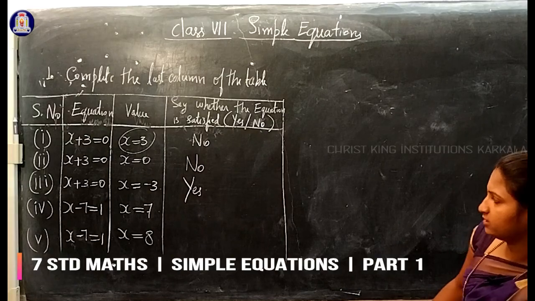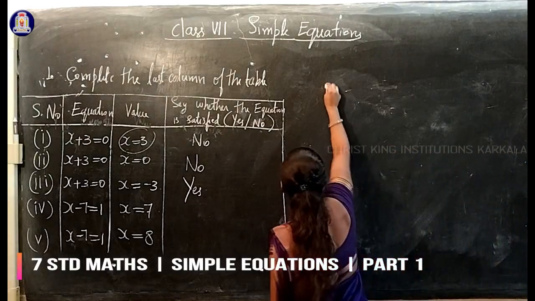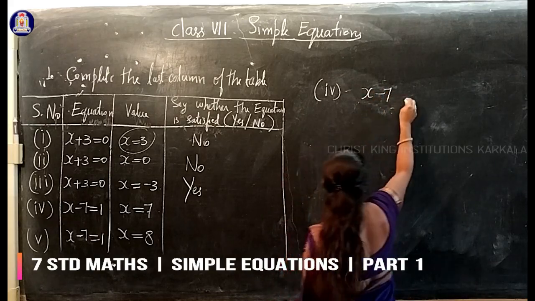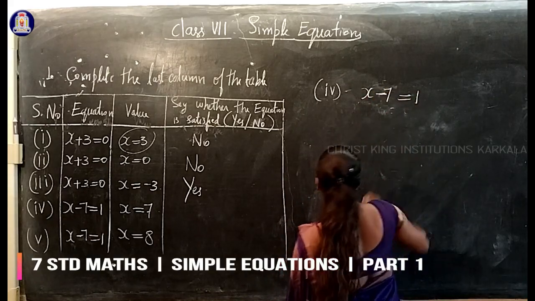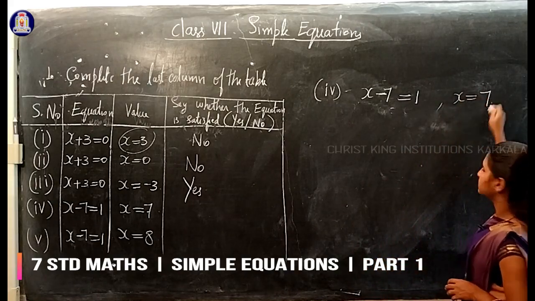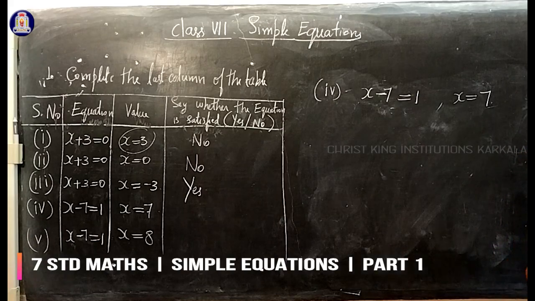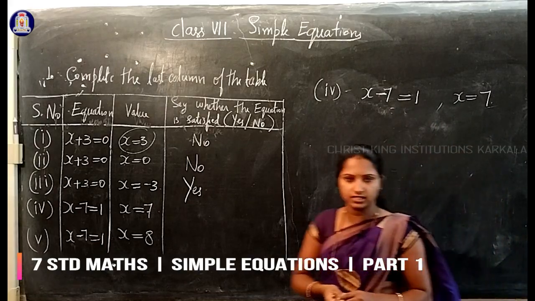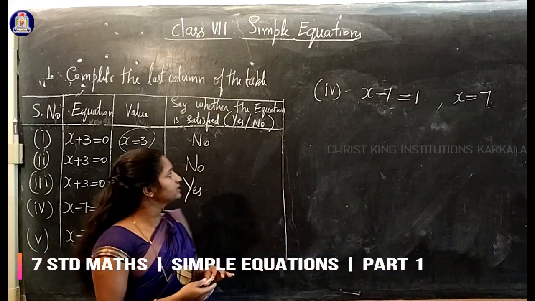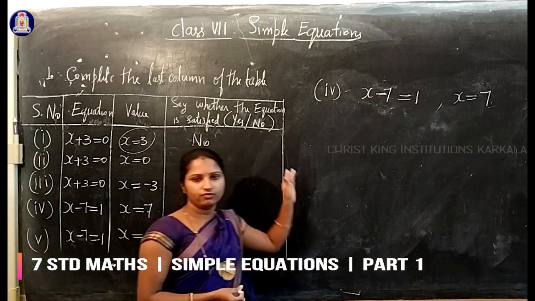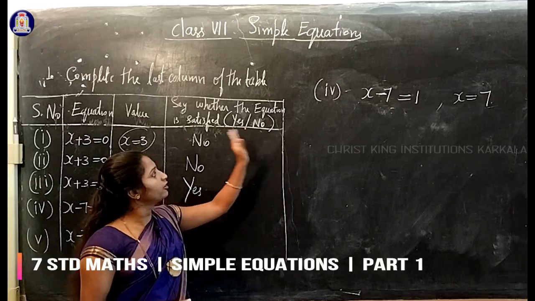We'll see the fourth question, fourth equation. The fourth equation is x minus 7 is equal to 1. The value of x is given, that is 7. So x is equal to 7. Now what you have to do is check whether the value of x is a solution for this equation or not, meaning whether the equation is satisfied, yes or no.